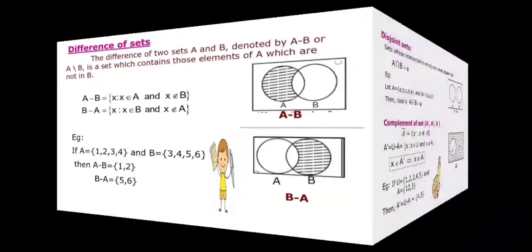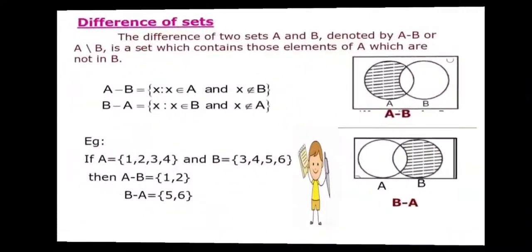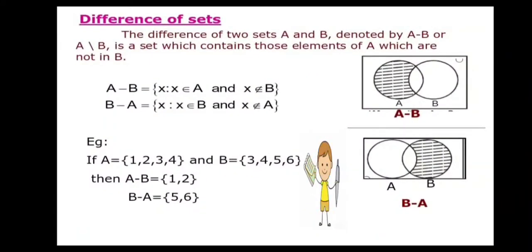Now we shall see the difference of two sets A and B, denoted by A minus B, or A slash B, is a set which contains those elements of A which are not in B. So which means a difference of sets. If we write A minus B, we will choose and write only the elements belonging to A and will subtract the elements of B, which means A minus B equal to X such that X belongs to A and X does not belong to B.